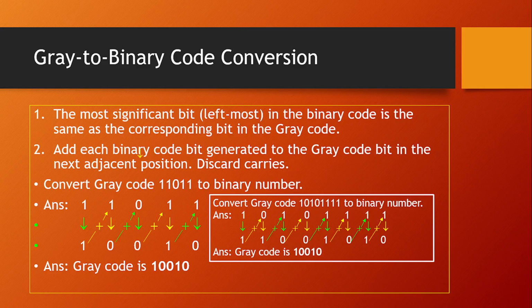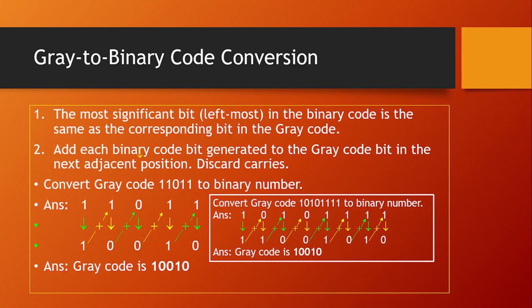For example, convert gray code 10101111 to a binary number. Again start from the left. The left gray code bit is the same as the binary bit. So 1 is written as 1. And this obtained binary bit is added to the second gray code from the left, that is 0. So 1 plus 0 is equal to 1. The obtained 1 is added to the next gray code, and in this way we continue. And the final answer is 11001010.